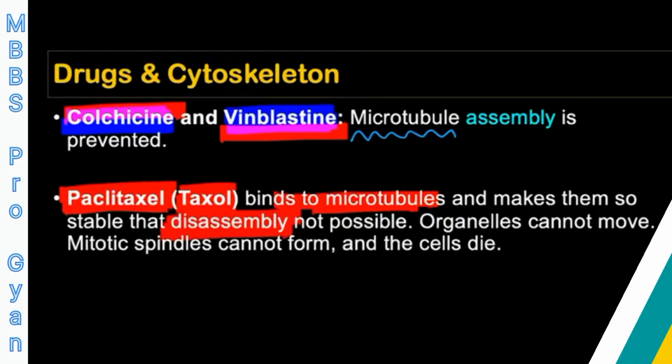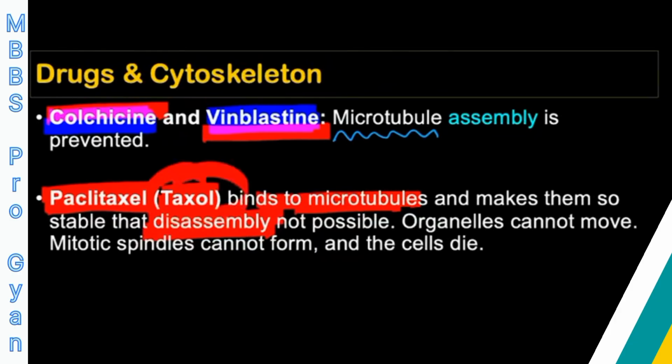is not possible. Now, if the disassembly of the microtubule is not possible, what will happen? It will not be able to form the mitotic spindle, and what will happen? Ultimately, the cell death is going to happen. So that's why this is used as an anti-cancer drug. It causes the cell death. So this is the applied aspect of microtubule that you have to remember.